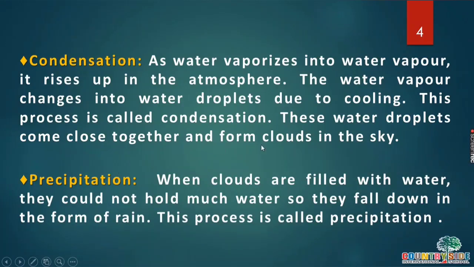Next, precipitation. Now, after the formation of clouds in the sky, what will happen, children? These clouds are not able to hold all the droplets. Then these droplets fall down in the form of rain. This process is called precipitation. Again, I am repeating, when these clouds are full of droplets and unable to hold them, the water droplets fall on the surface of earth in the form of rain, and that process is called precipitation.